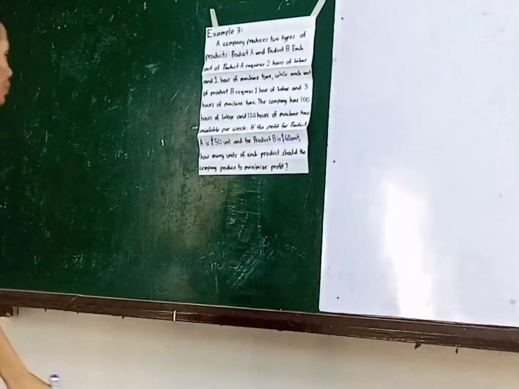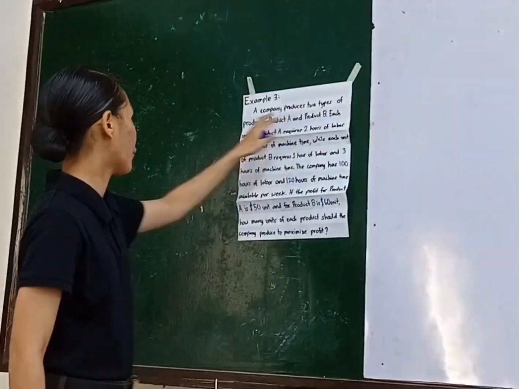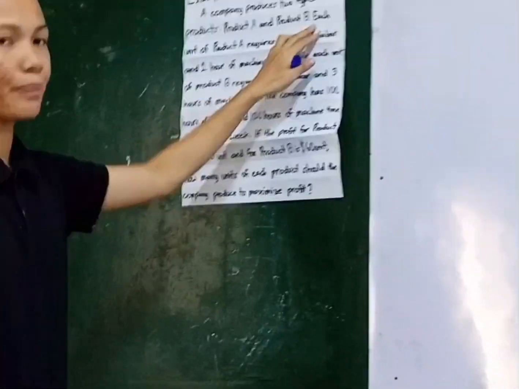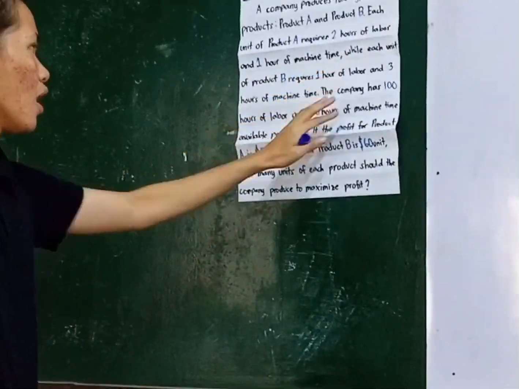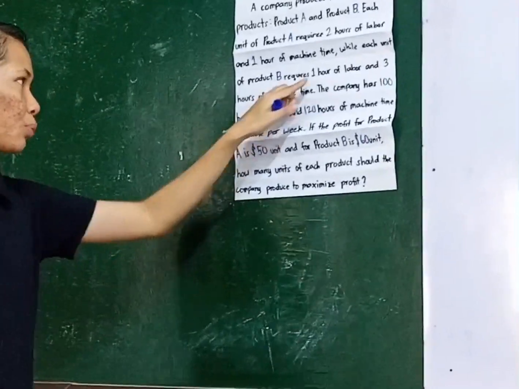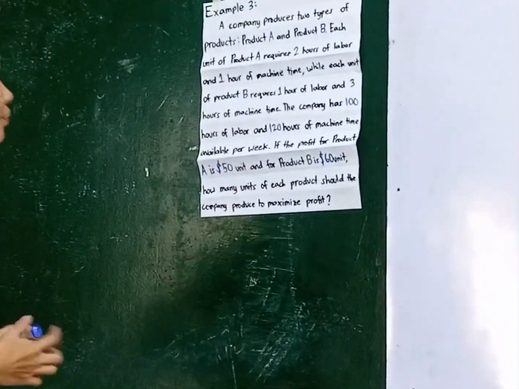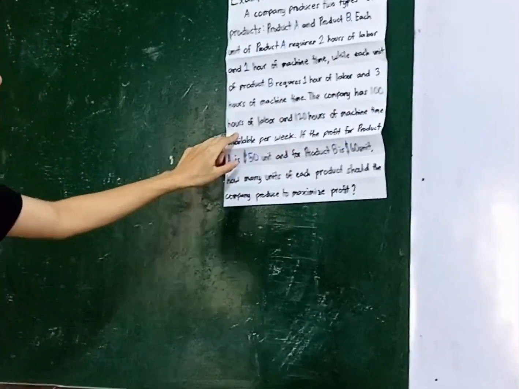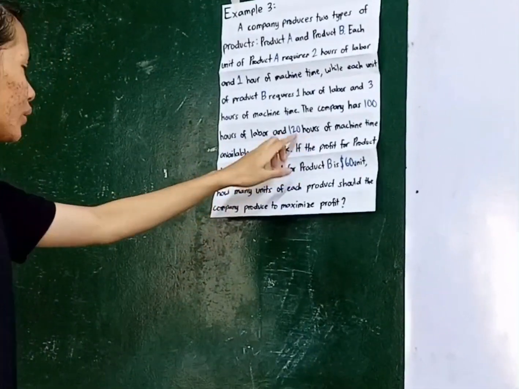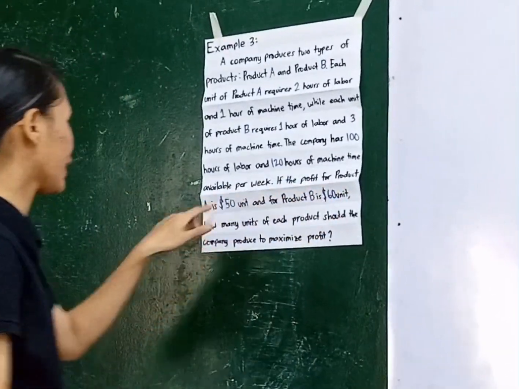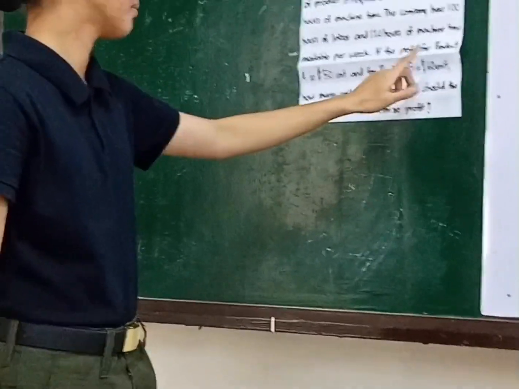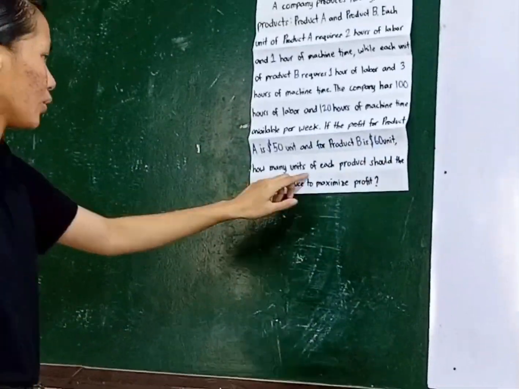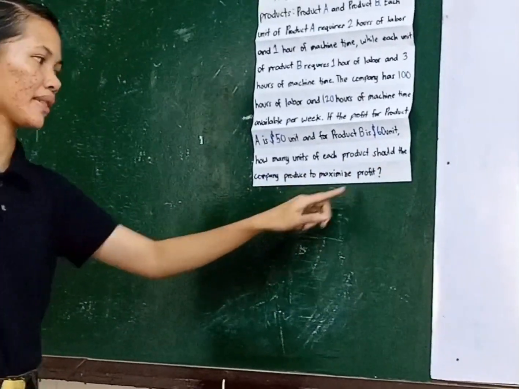So now another example. A company produces two types of products, product A and product B. Each unit of product A requires 2 hours of labor and 1 hour of machine time, while each unit of product B requires 1 hour of labor and 3 hours of machine time. The company has 100 hours of labor and 120 hours of machine time available per week. If the profit for product A is $50 per unit and for product B is $60 per unit, how many units of each product should the company produce to maximize profit?